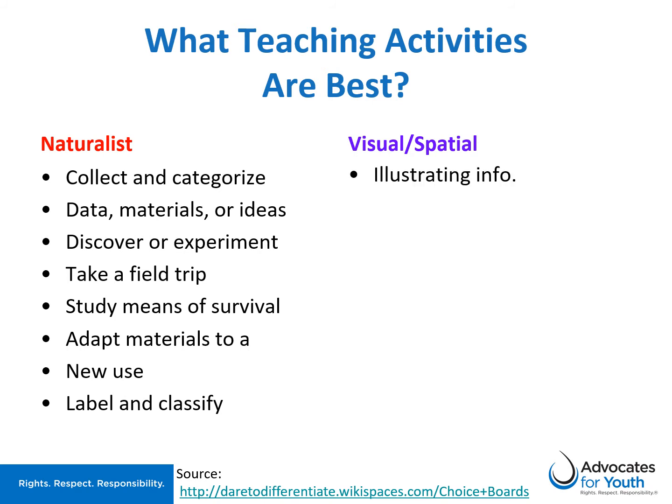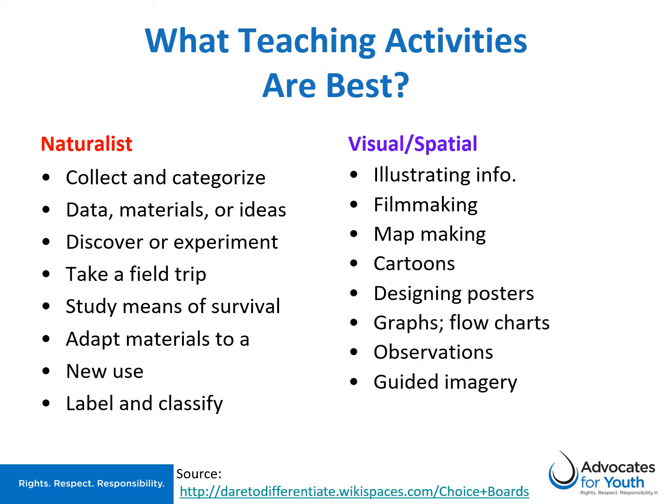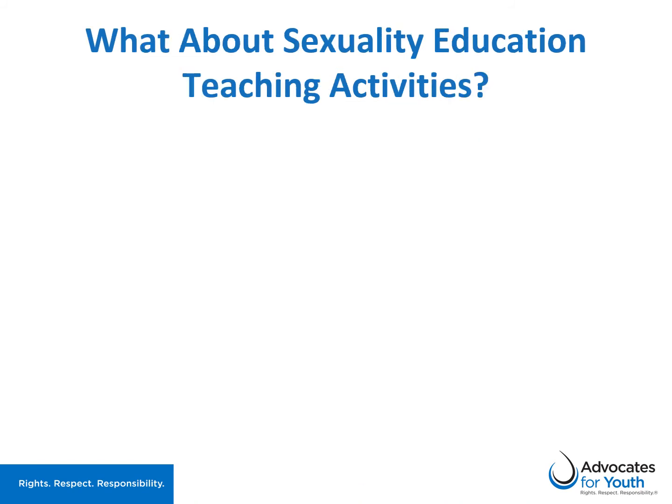And then in visual spatial, the idea of illustrating information, creating films, maybe maps, cartooning is often one that people do as well, designing posters, graphs, charts, all those kinds of things that really connect with someone with a visual spatial strength around one of their intelligences. Now, again, how does this apply to sexuality education?